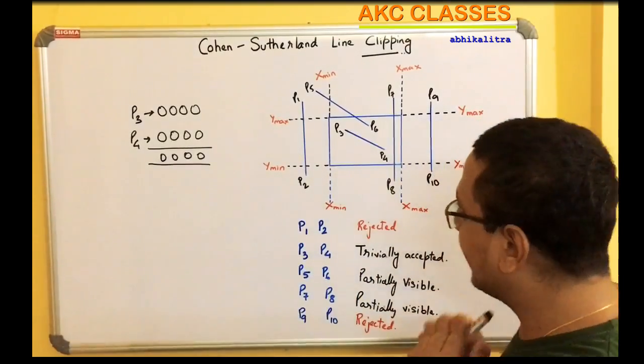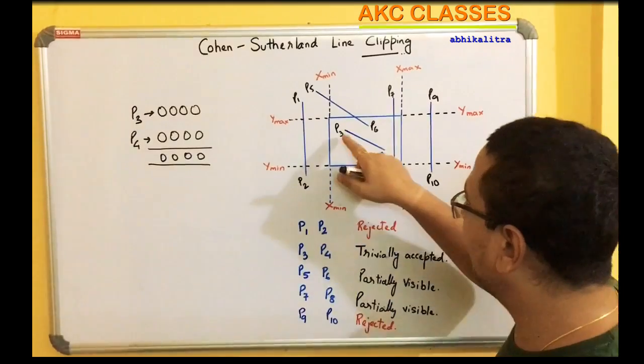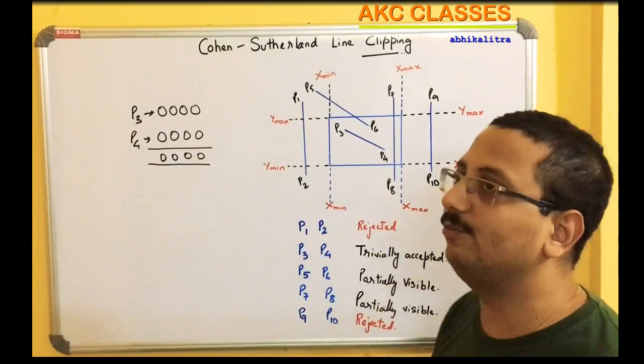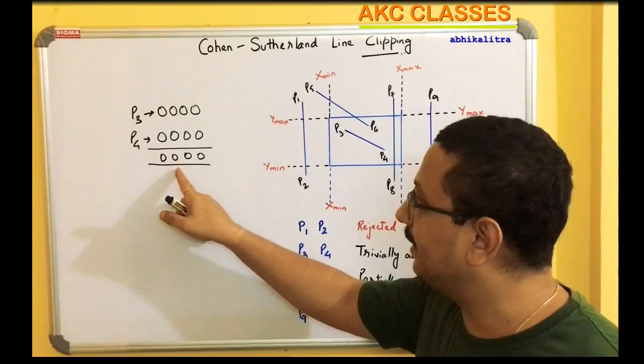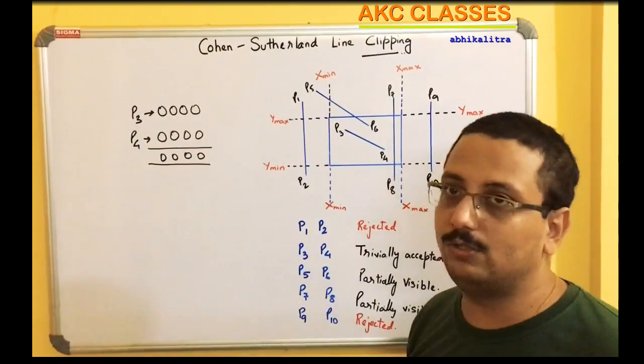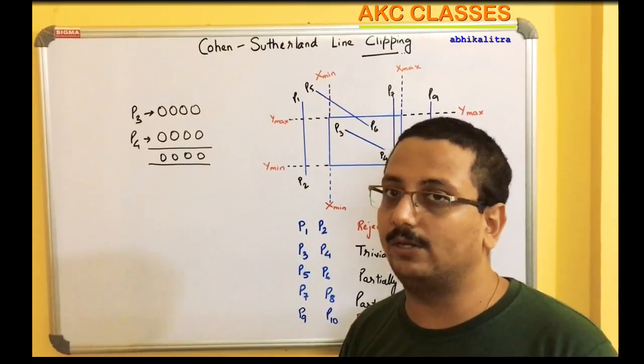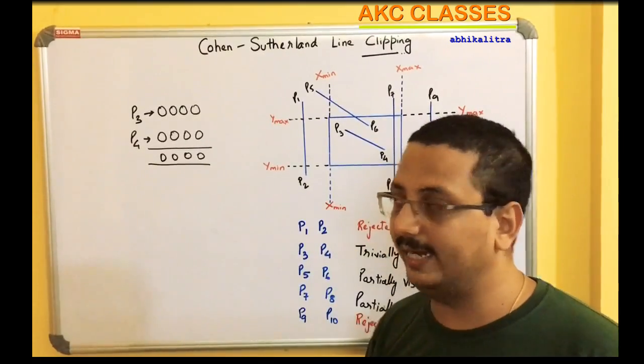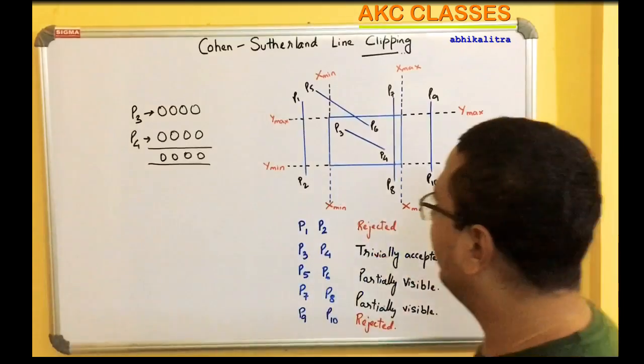But before that, we are actually trying to understand whether we have to accept this particular line or we have to reject the line. Yes, we have to accept it because the logical AND operation of the two endpoints' region codes is equal to 0, and if it is equal to 0, then only we will accept that particular line, right? So now we come to P5 and P6.